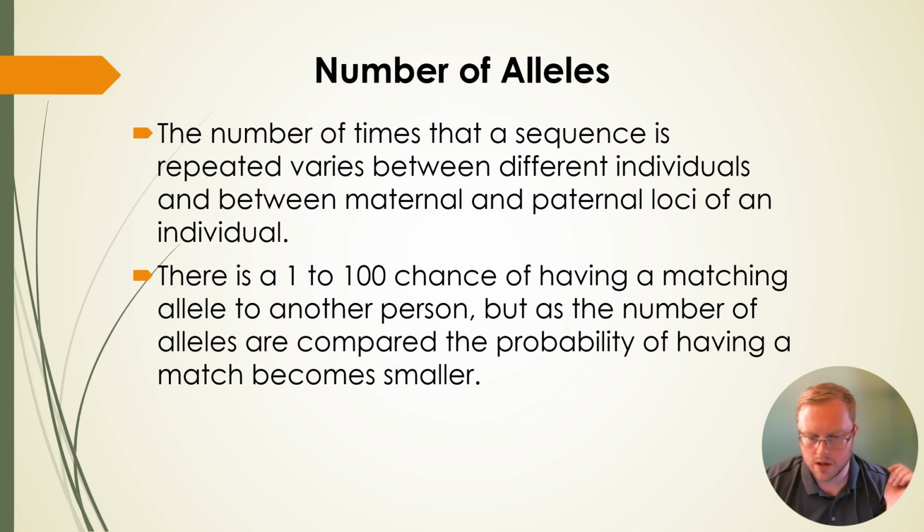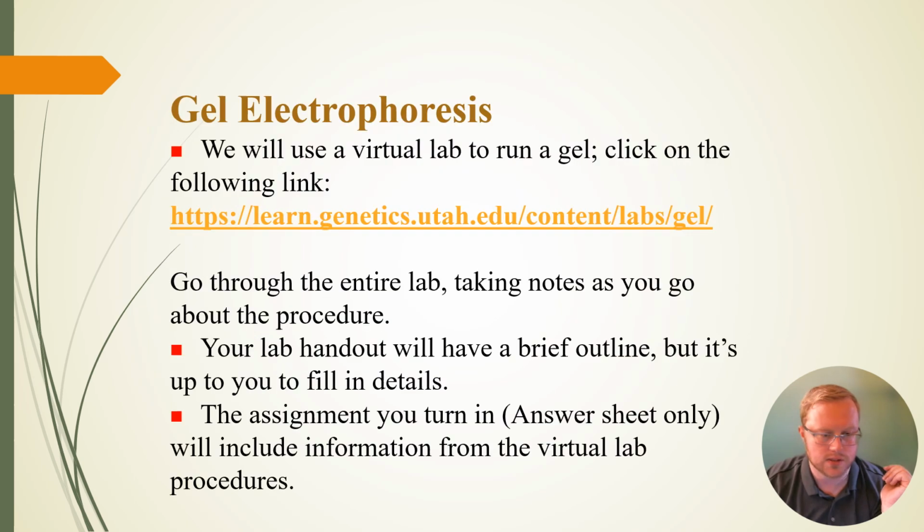But as the number of alleles that are compared increases, the probability of having a match becomes smaller. So if you're just looking at one allele, the chances of sharing the same one with another person are about 1 in 100. But if you start looking at 10 alleles, then the odds of having the exact same DNA fingerprint decrease exponentially.